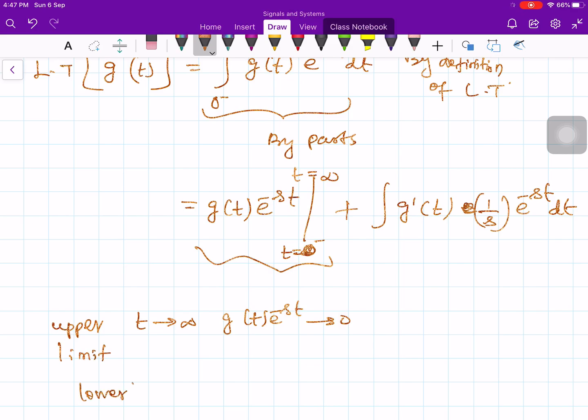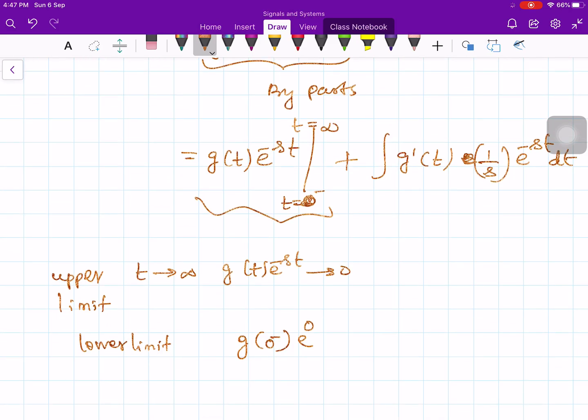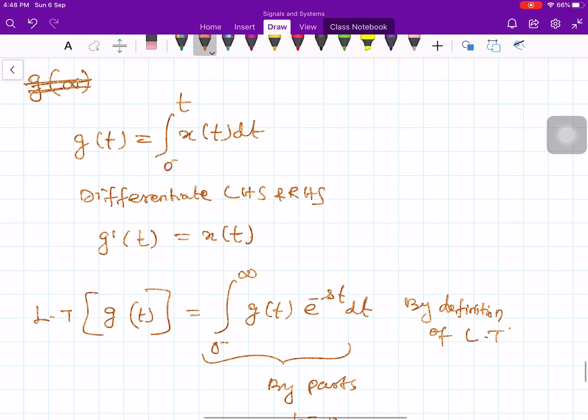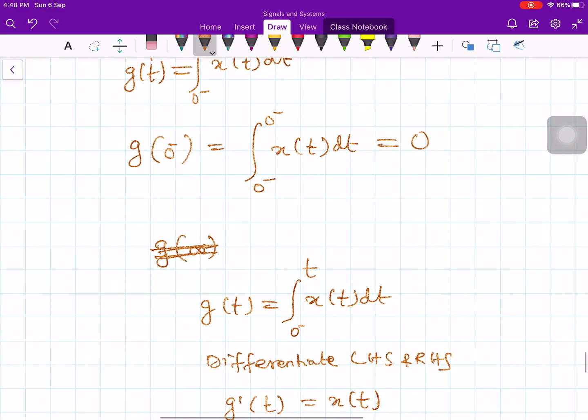The lower limit will be g of 0 times e to the 0. Anyway, e to the 0 is 1, as the limit t goes to 0. So this is g of 0 times 1. What is g of 0? Just now we got g of 0. Where is it? Yeah, it is here. g of 0 is equal to 0.